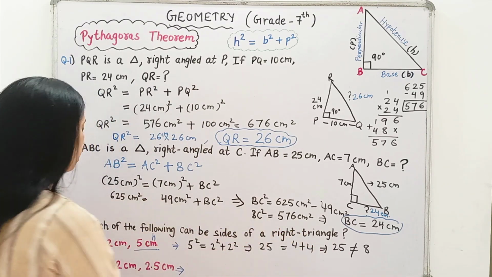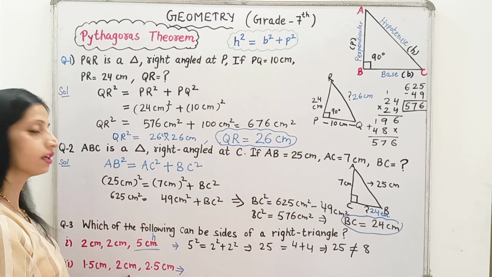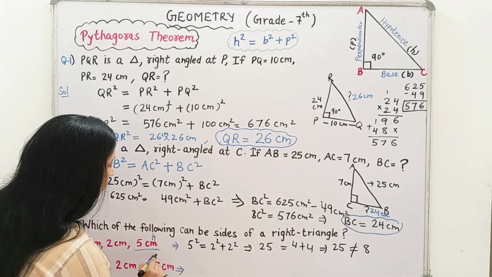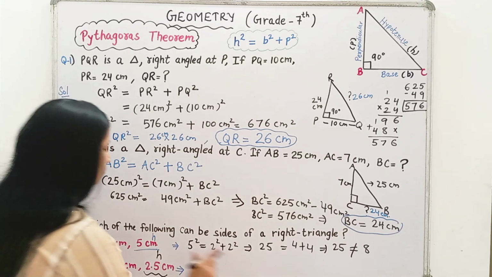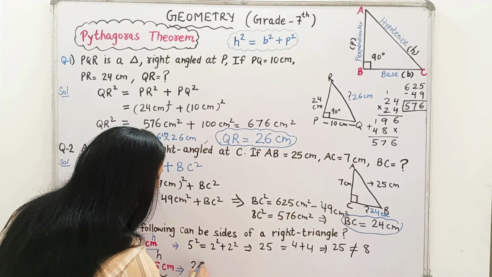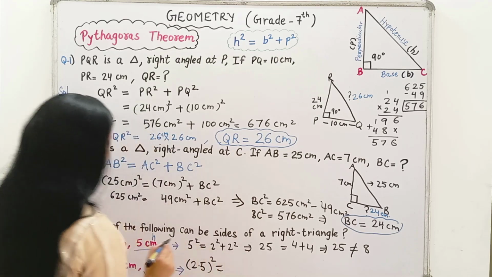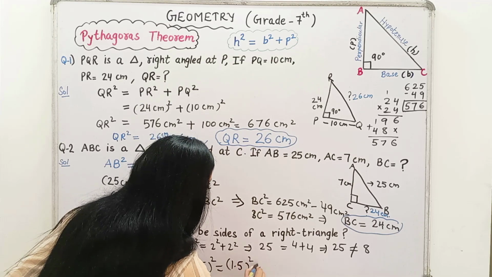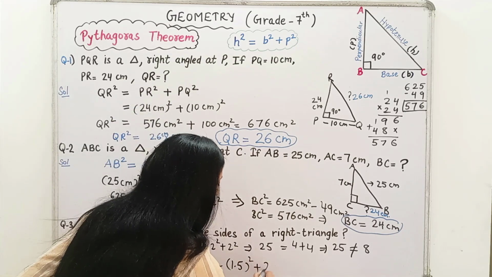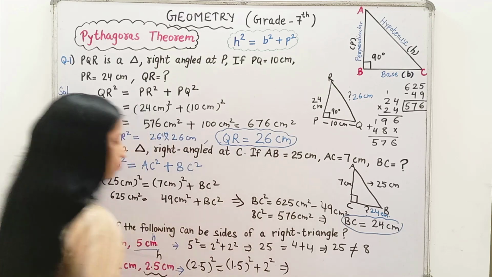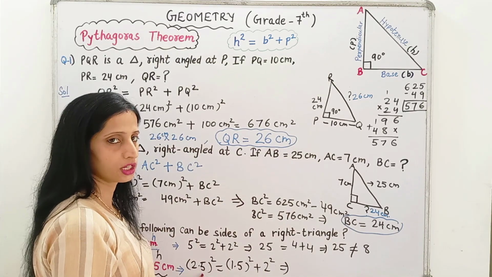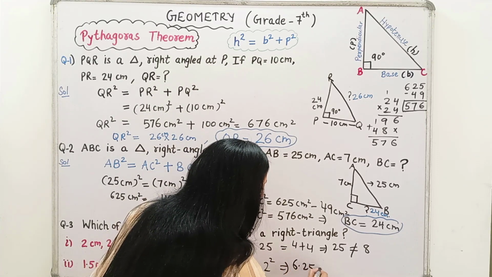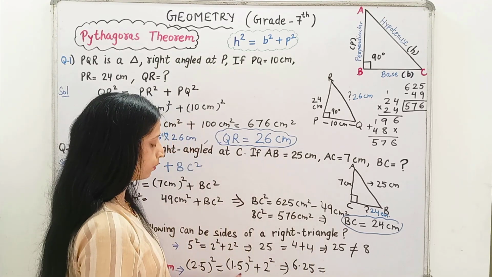So let's move on to the other. It is 1.5 centimeter, 2 centimeter and 2.5 centimeter. So in this question, this will be the hypotenuse. We will simply check the square of 2.5. It should be equal to the sum of the squares of 1.5 centimeter and 2 centimeter. Now 2.5 square, we know 25 square is 625, so the square of this will be 6.25.